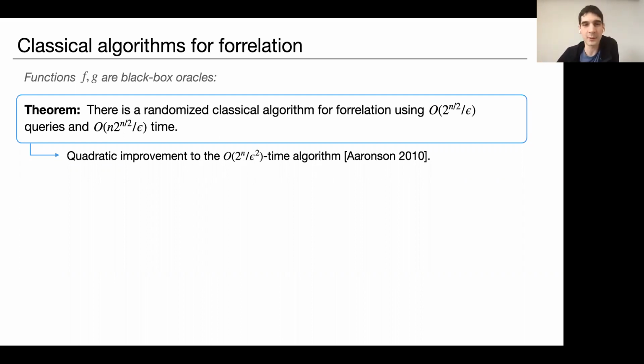Then we show that there's a randomized classical algorithm for Forrelation, which uses something like 2 to the n over 2 queries, which shouldn't be surprising to you because that's what we saw on the previous page, but also uses something like 2 to the n over 2 time.